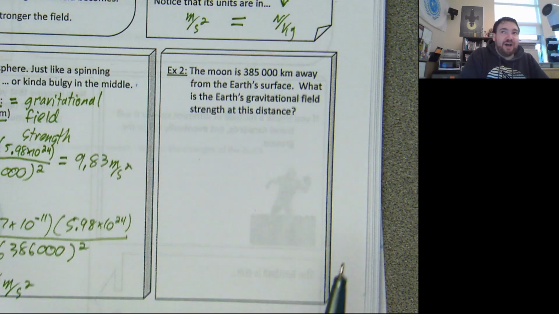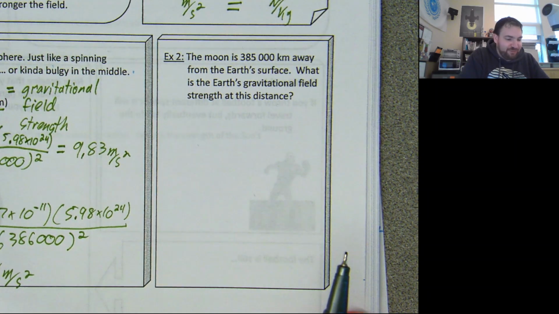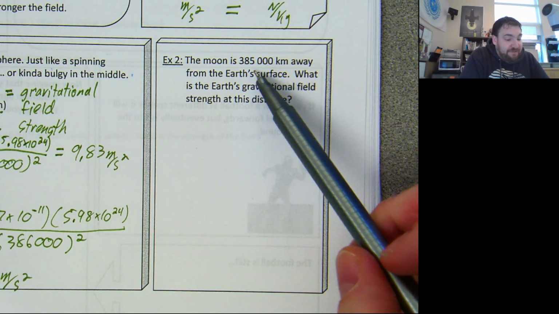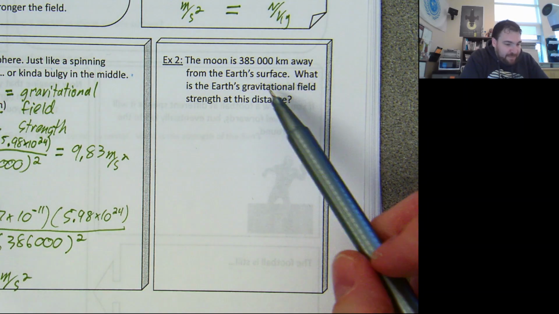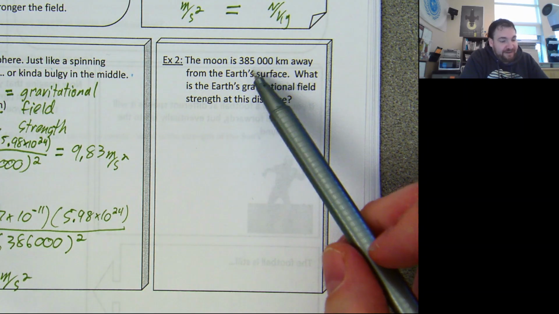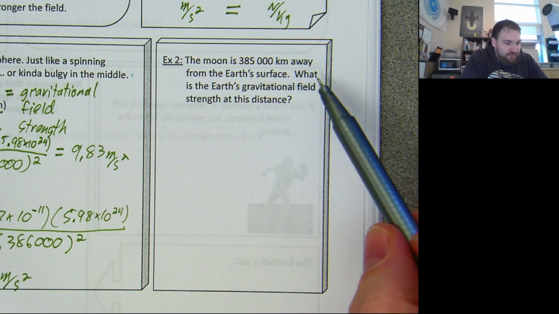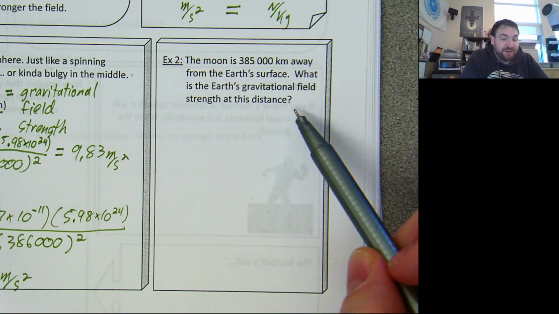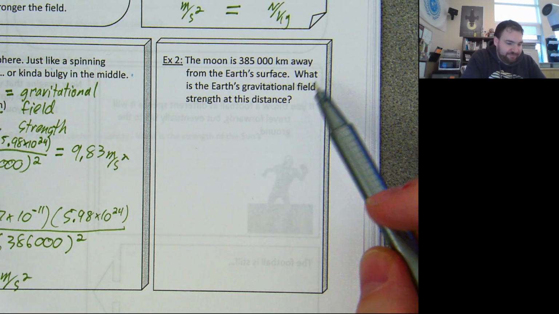So we've talked about the moon a lot. Let's look at the moon. The moon is 385,000 kilometers away from the Earth's surface, so 385 million meters away from the Earth's surface. What is the gravitational field strength at this distance?